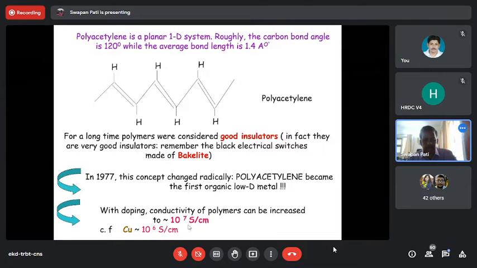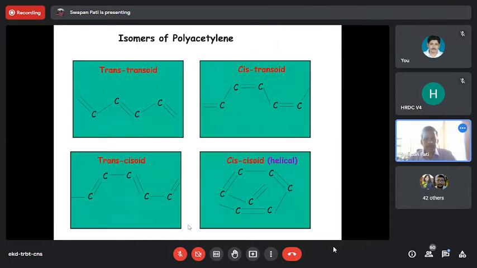Polyacetylene can be in four structural forms, isomers: trans-transoid, cis-transoid, trans-cisoid, and cis-cisoid. This is a helical structure. But generally, you find it in the trans-transoid structure.